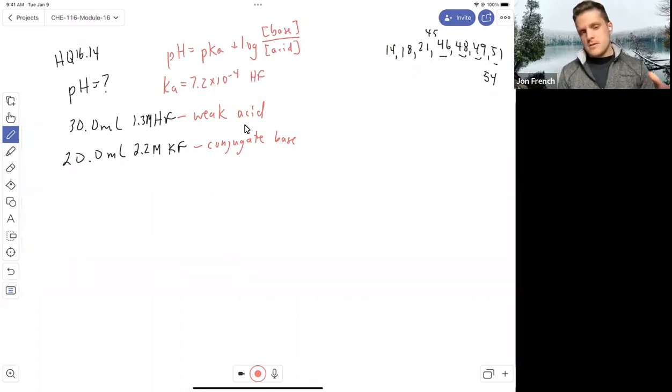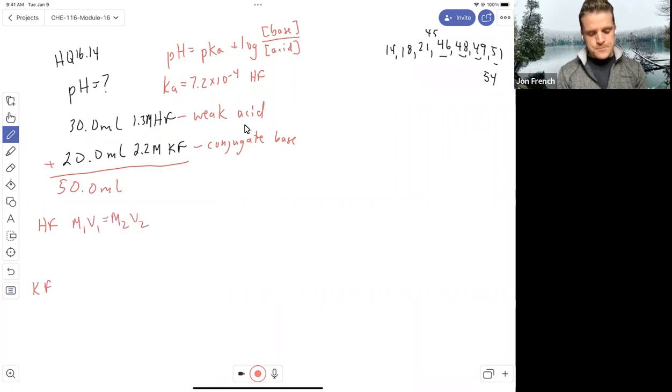So first, we have to do one thing. We have to mix these two together. So I mix these two together and I get a new volume of 50 milliliters. Because I'm mixing these two together and my volume is changing, my concentration changes as well. So we need to find our new concentration for HF and our new concentration for potassium fluoride. And we do that with M1V1 equals M2V2.